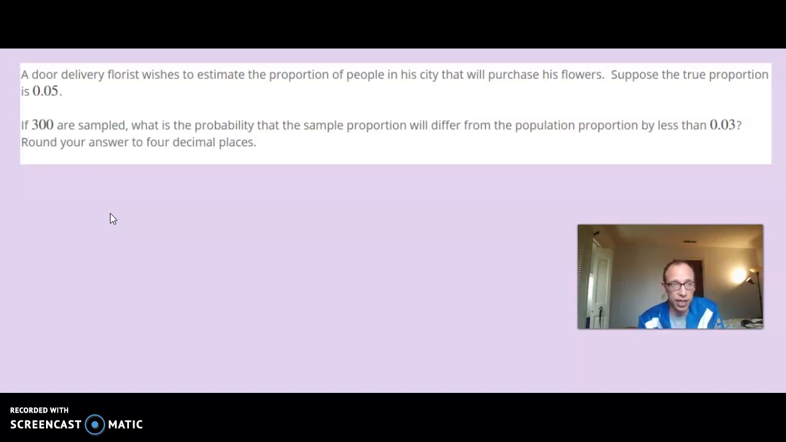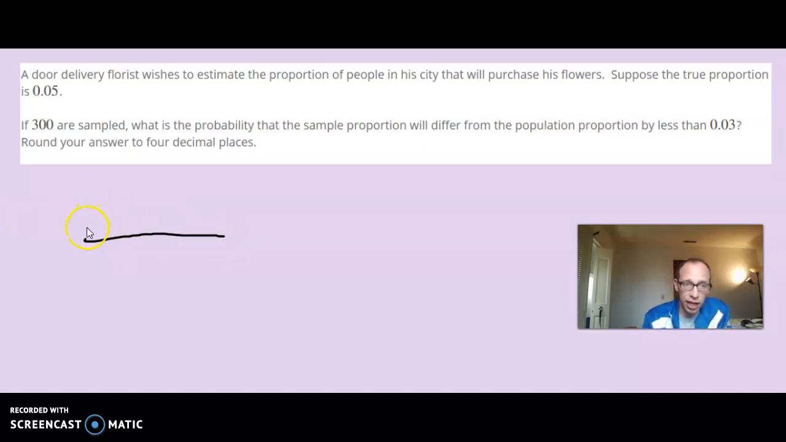In other words, if it would be 6%, that would be less than 3%. If it would be 7%, that would be less than 3%. We could be as far down as 2%. That would be the lowest, 3% below our 5%. Or we could be as high as 8%. That would be the highest, within 3% of the 5%.